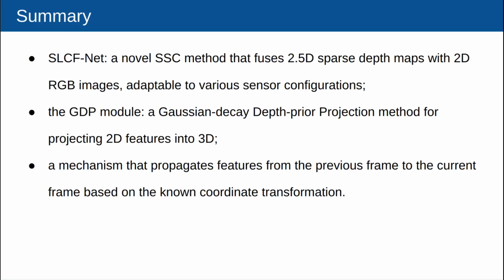In summary, the main contributions of this paper include: Introduction of SLCF-Net, a novel SSC method that fuses 2.5D sparse depth maps with 2D RGB images, adaptable to various sensor configurations. The GDP module, a Gaussian-decay Depth-prior Projection method for projecting 2D features into 3D. And a mechanism that propagates features from the previous frame to the current frame based on the known coordinate transformation.